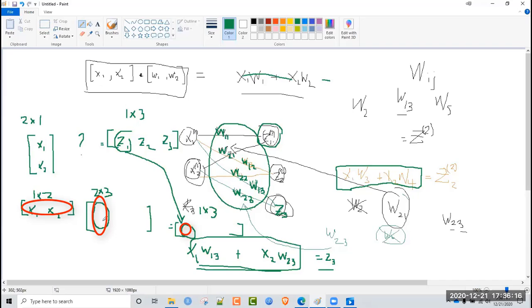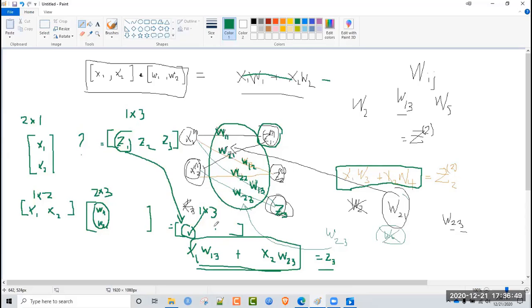So what does this have to have in it to make it work for this? W11. This has to be W11, and what does this have to have? W21. Yeah, and then it's going to work, at least for that first Z element, because when we do this, this is going to be X1 times this, which is what we wanted, and then X2 times this, which is also what we wanted, times that. So that works at least for this element.